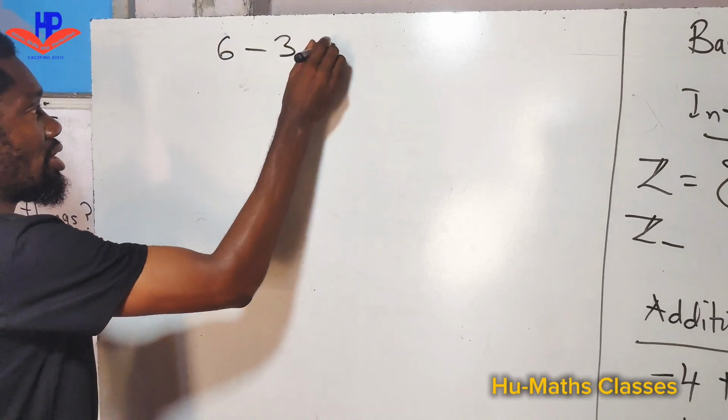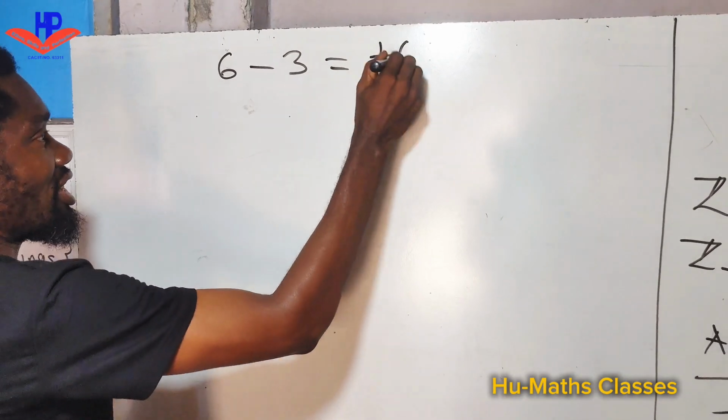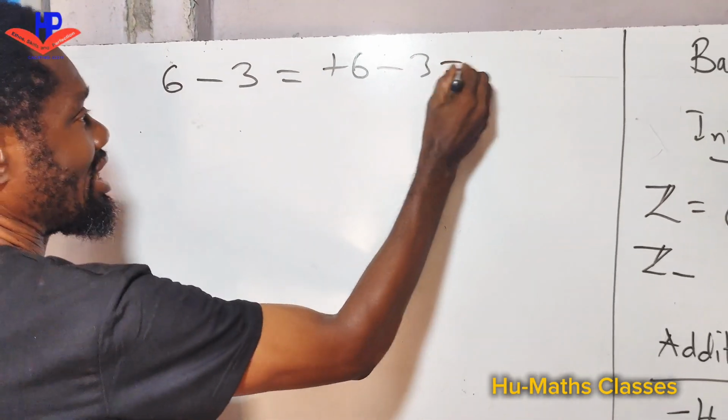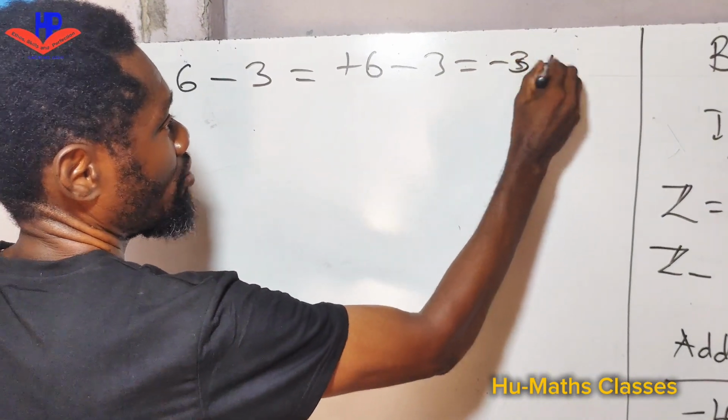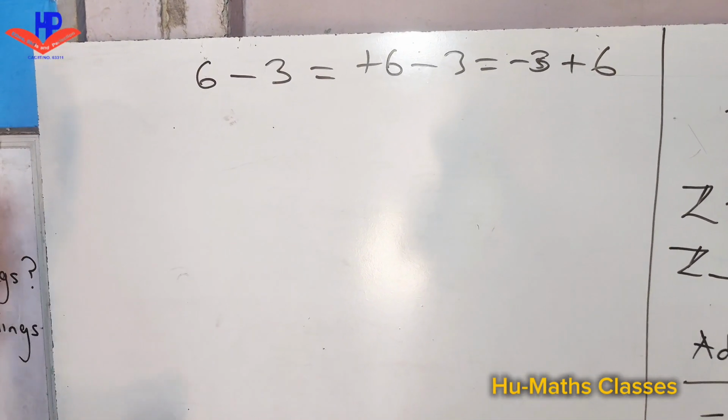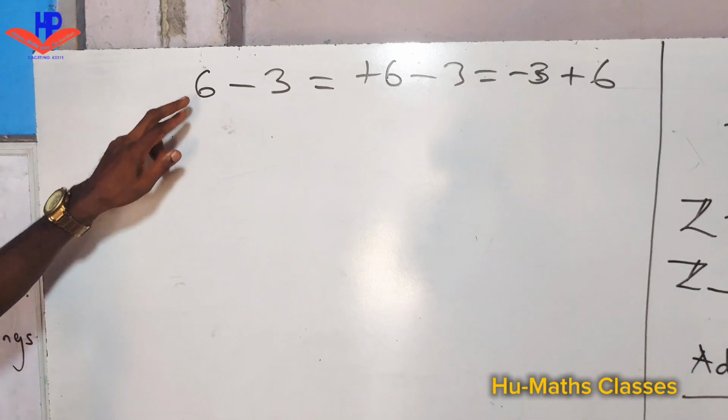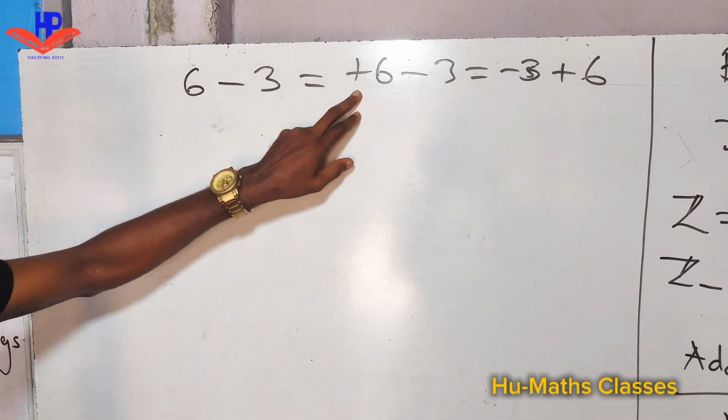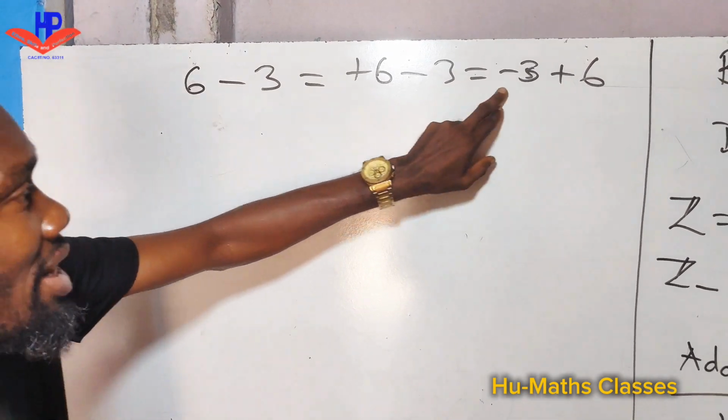6 minus 3, which is plus 6 minus 3. Or you write it as minus 3 plus 6. They are all the same way of writing. They all mean the same thing. 6 minus 3 is the same as plus 6 minus 3, which is the same as minus 3 plus 6.